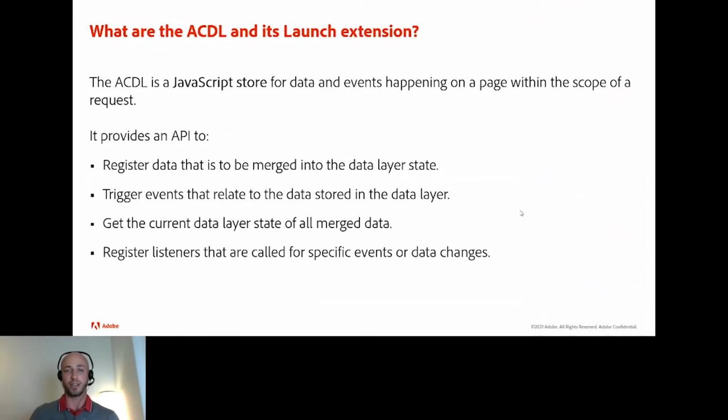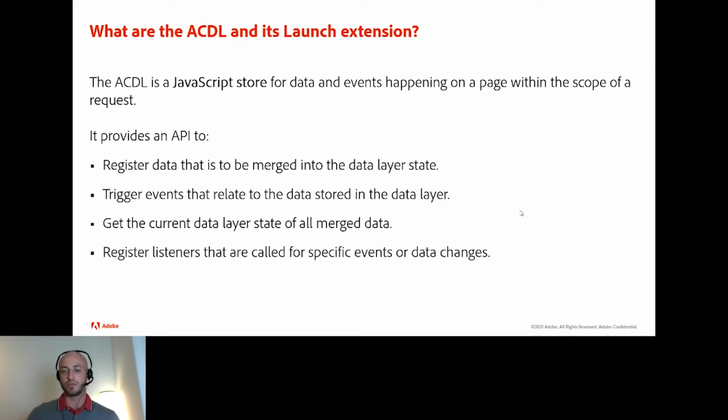You can register data, which is then merged into the computed state. You can trigger events, which are associated to data which is stored in the data layer. But you can also retrieve this computed state, which is basically the collection of all the history which has happened on a single page. And then obviously you can also register listeners, which will then be fired once a specific event or data change occurs on the page. So that's the JavaScript library itself.